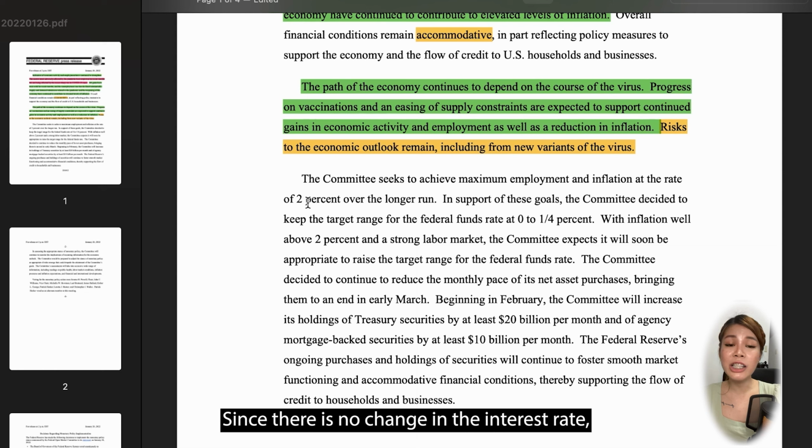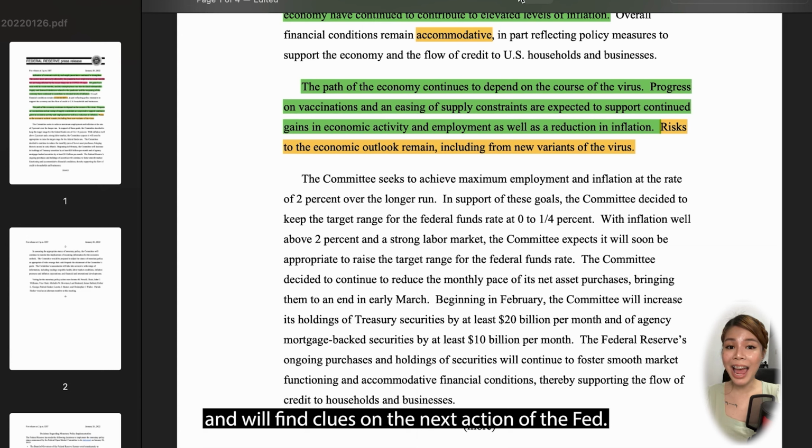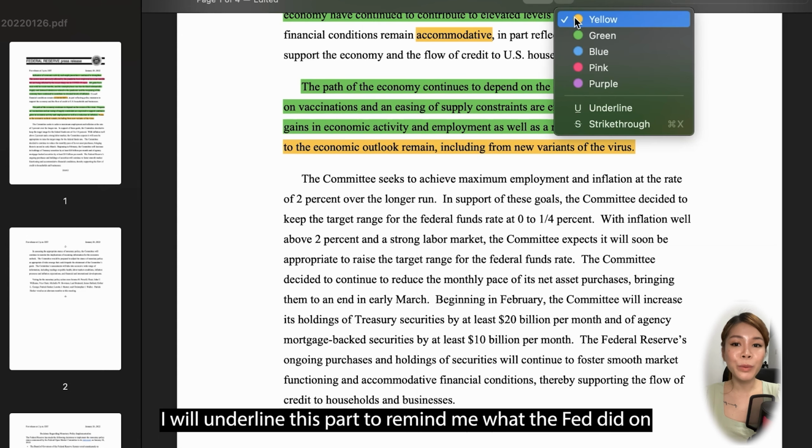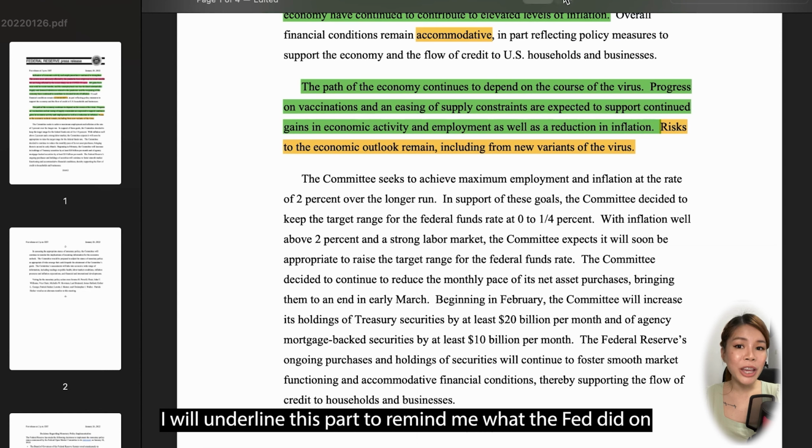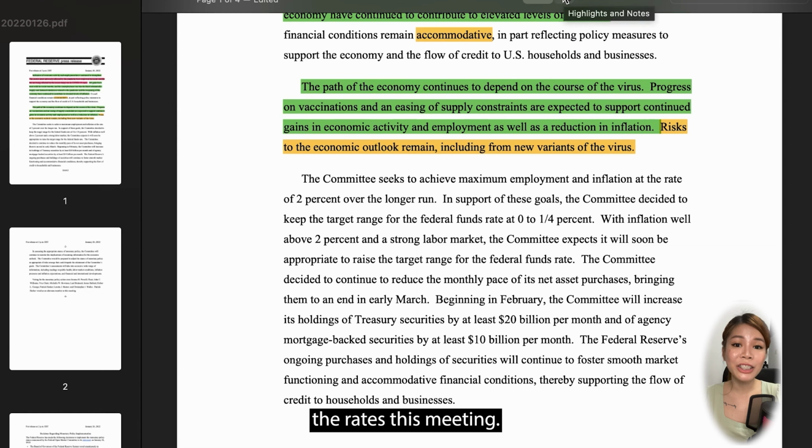Since there is no change in the interest rate, we will be ignoring this part and will find clues on the next action of the Fed. I will underline this part to remind me what the Fed did on the rates this meeting.